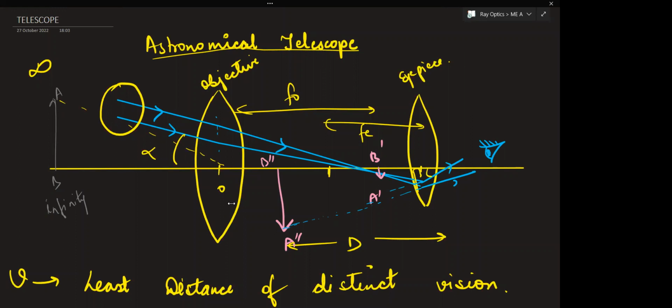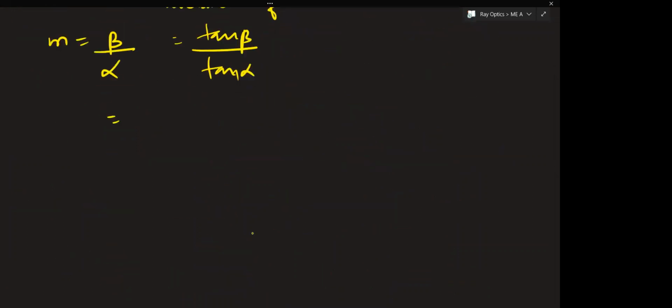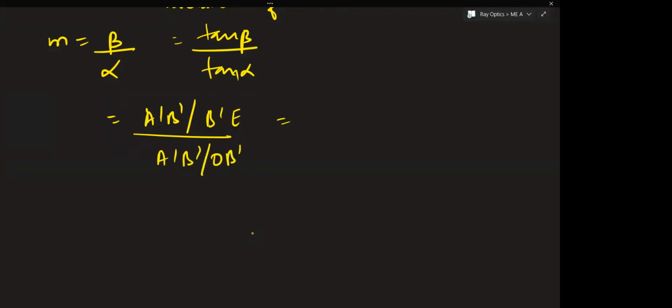So you can write tan alpha from here also, or you can do one thing. I'll redraw the ray diagram if you want. So this will be simply A dash B dash by BE dash. So this is beta by alpha, and beta will be A dash B dash divided by B dash E, because we already know alpha and beta are small, and alpha is A dash B dash by OB dash. So this will be equal to OB dash by B dash E.